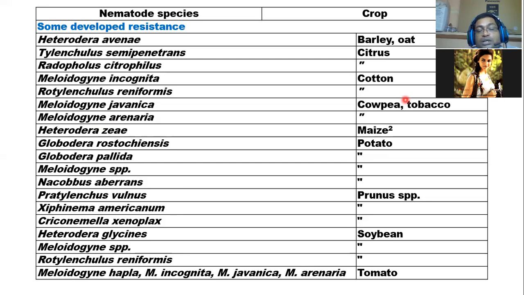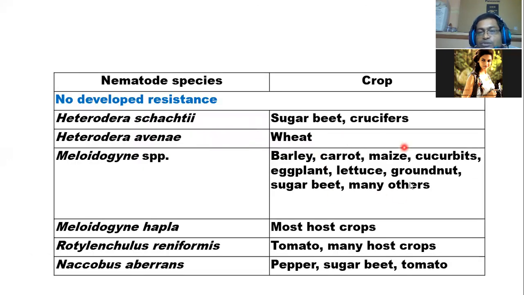We have to identify more genes and incorporate them into the cultivar again and again. That's how nowadays they are not using single-gene technology. They are identifying multiple resistant genes and incorporating or stacking them into the crops. That's how there are fewer chances of resistance breakage. Otherwise, the nematodes will overcome the resistance. So certain crops already developed the resistance, but the nematode has already broken it.